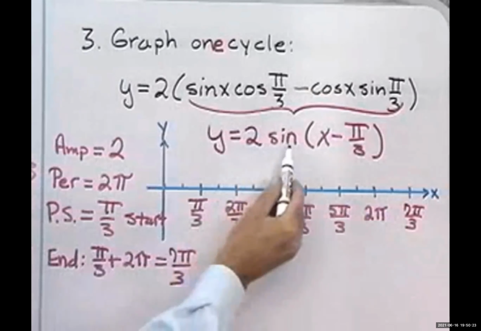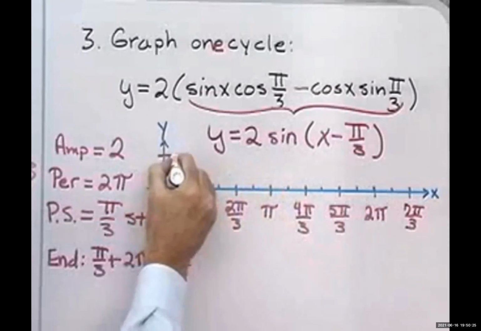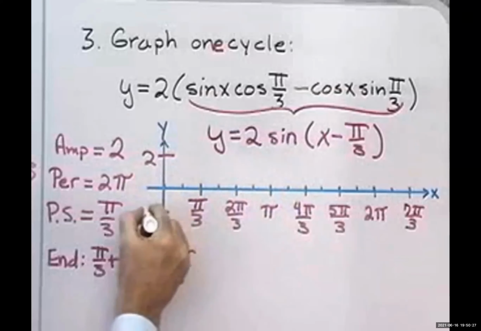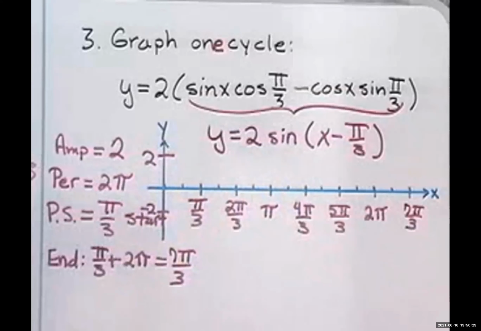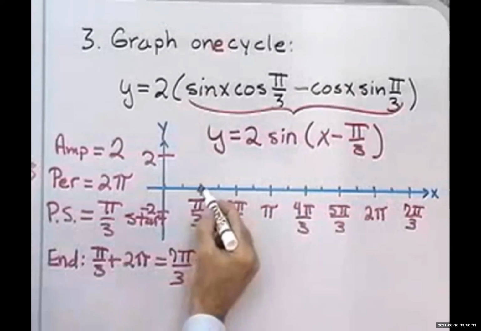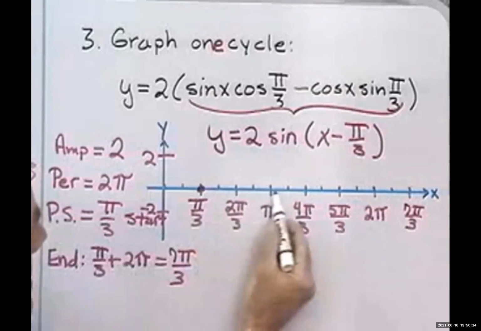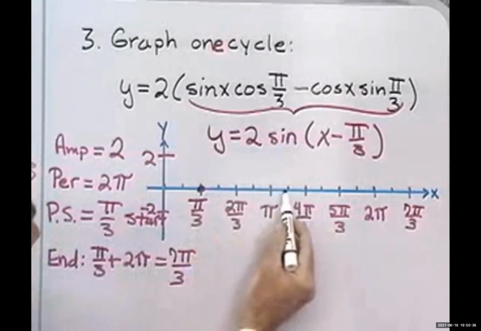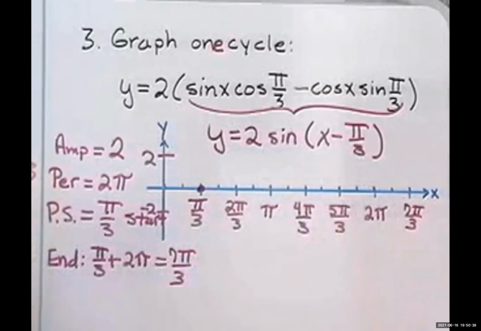So let's see, it's a sine curve. It has an amplitude of 2, so let me make that 2 and that negative 2. On the x-axis, we'll start here at 0, and let's see, it will go 1, 2, 3, 4, 5, 6.